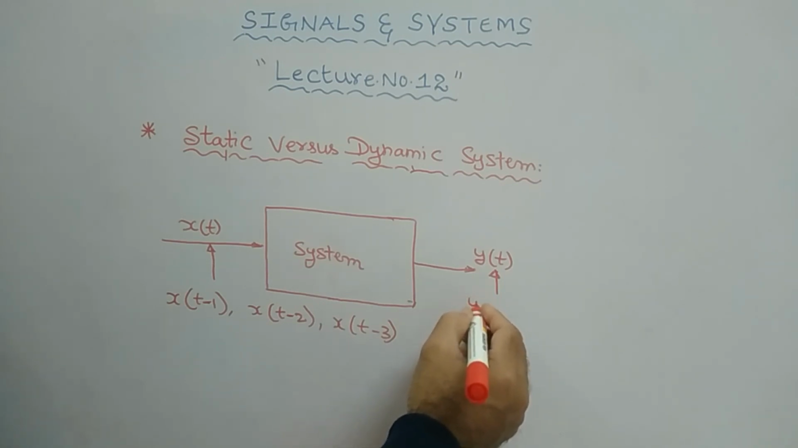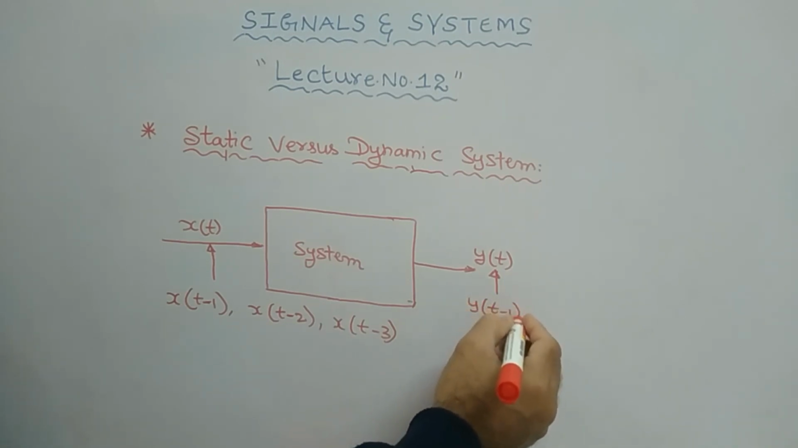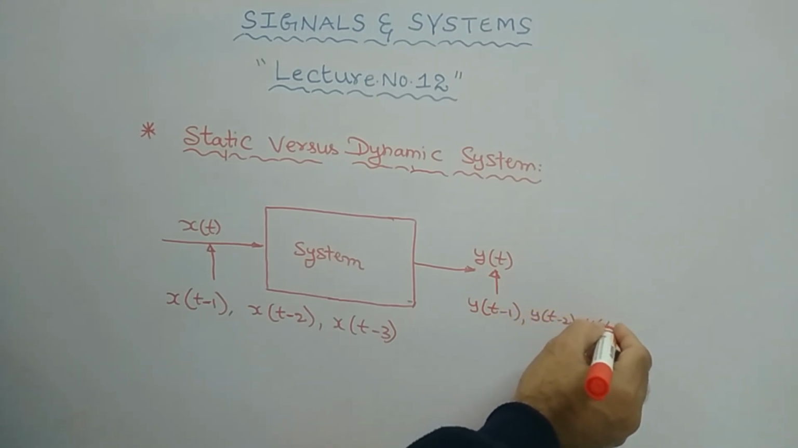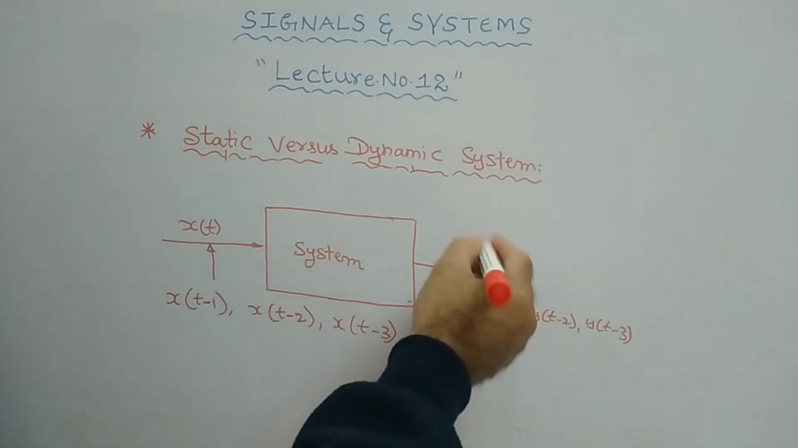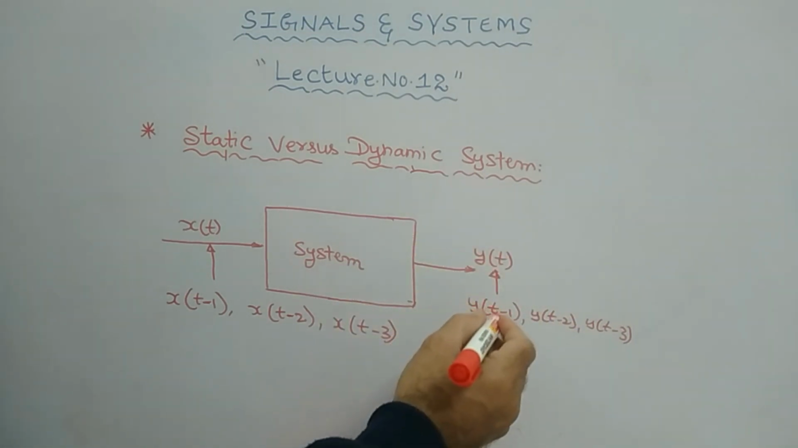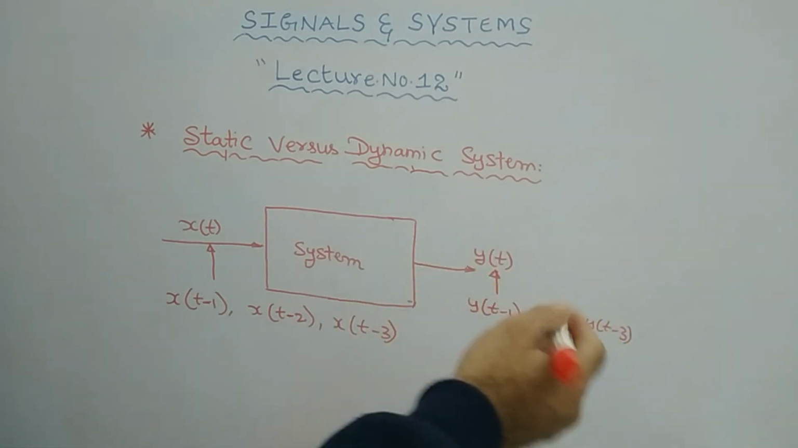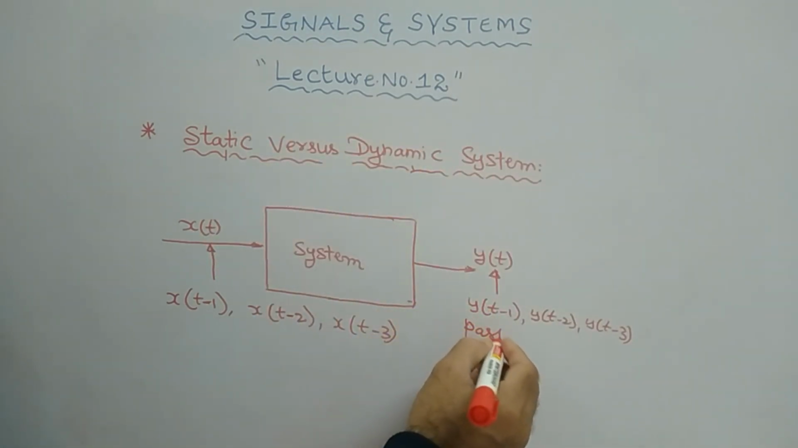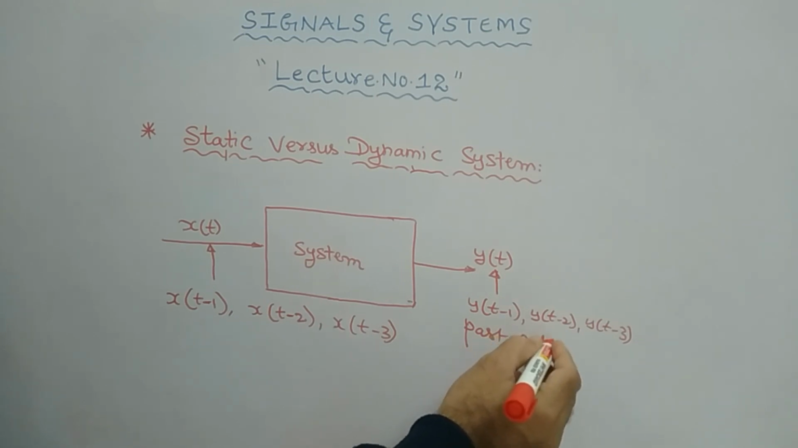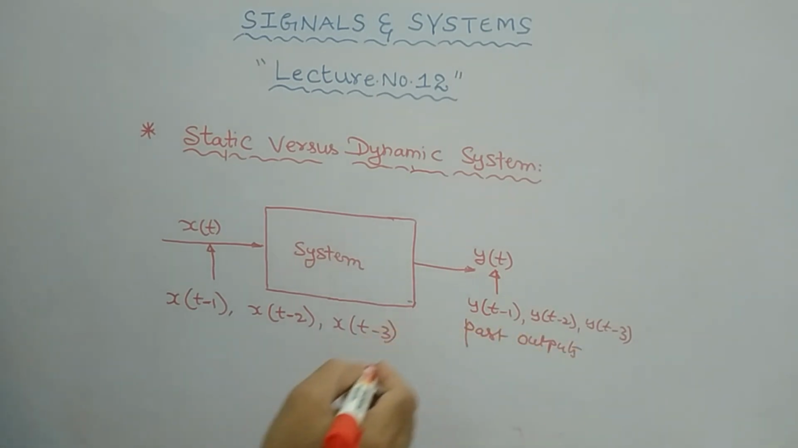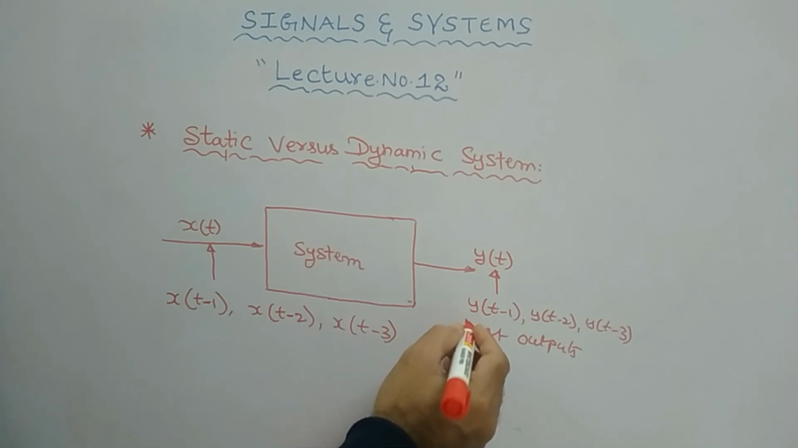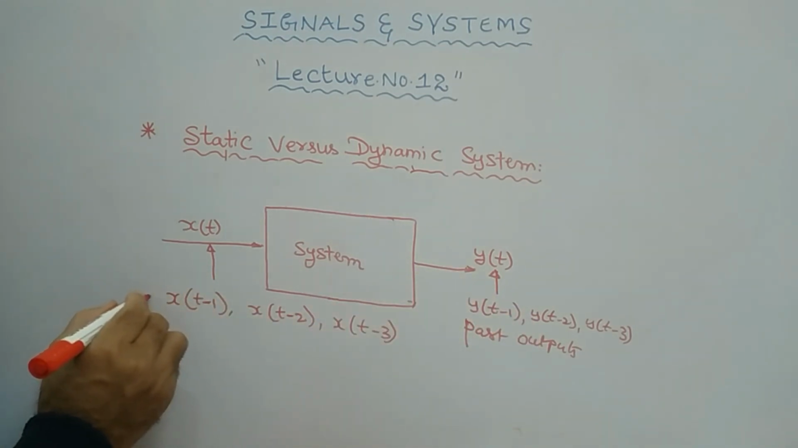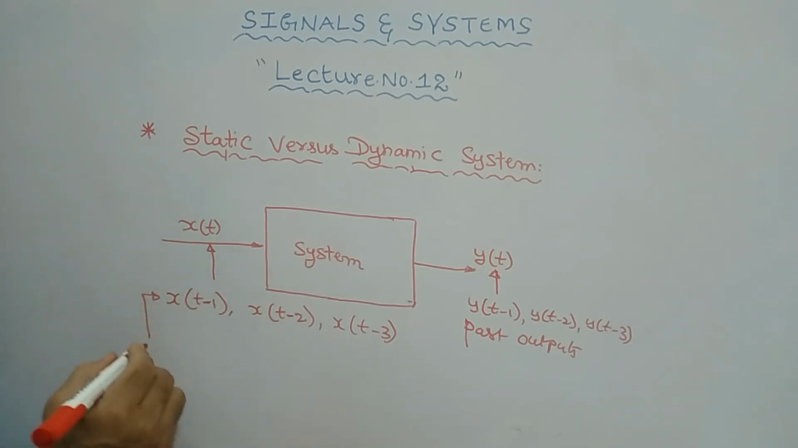The same applies to the output. Let us say y of t minus 1, y of t minus 2, and then y of t minus 3, and so on. If you take different values of output y of t with t minus 1, t minus 2, t minus 3, these are called past outputs. Past, not fast, it is past. Previous, you can say previous. All these values are called past inputs.